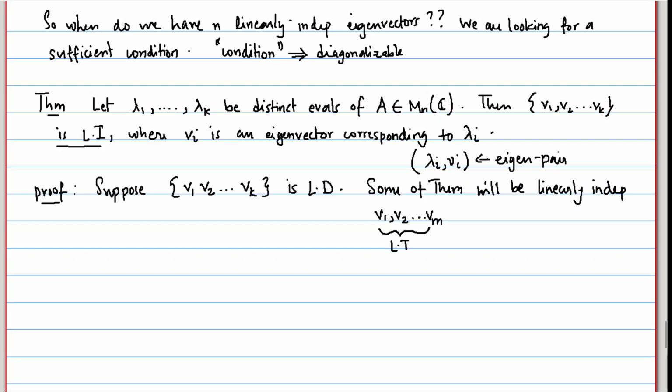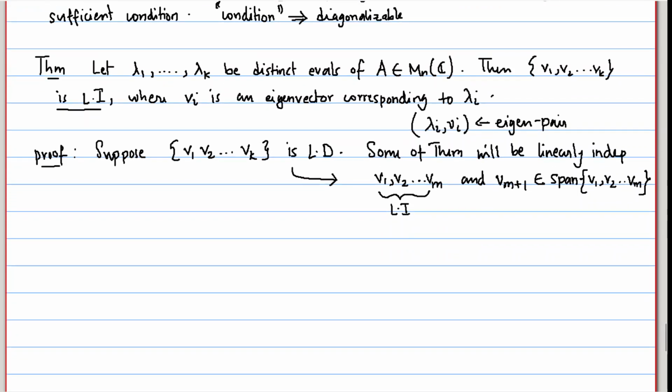And let's say Vm plus 1 is in the span of V1, V2 up to Vm. This entire statement follows from the fact that V1, V2 up to Vk is linearly dependent. So there exists such an m for which V1 up to Vm is linearly independent, and the next one would be in the span, making it linearly dependent.